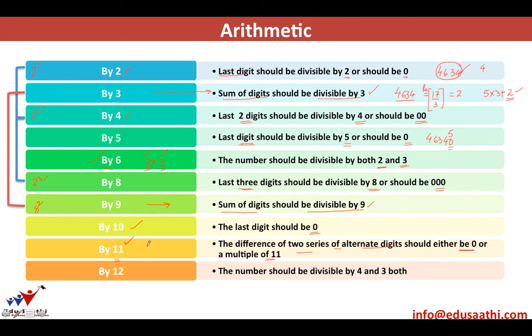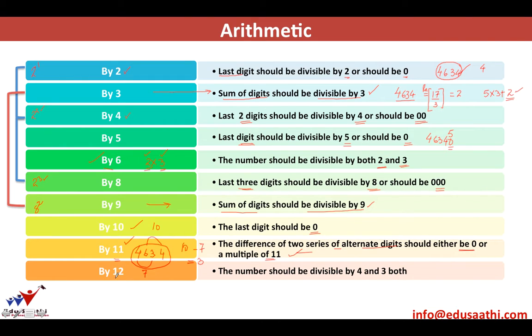So if I just take the same number 4, 6, 3, I'll form two series of alternate digits. These are the series. 6 plus 4, this series sum is 10. 4 and 3, this series sum is 7. So 10 and 7, the difference between 10 and 7, 3, is not a multiple of 11. So that means this entire number is not a multiple of 11.